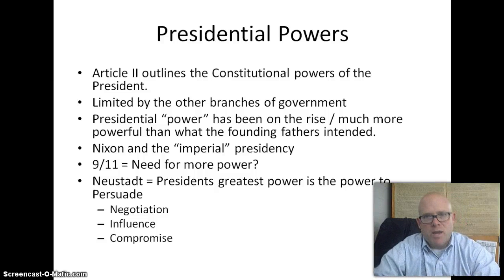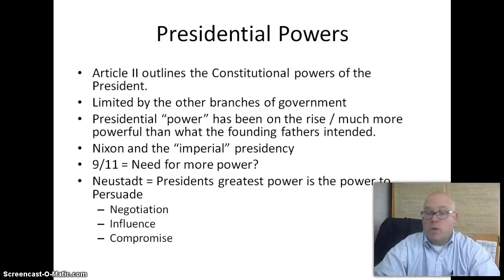Each of these branches is limited by the other two branches, again going back to the Madisonian system of checks and balances. So none of the powers of Congress, the President, and the Supreme Court are really exclusive. They're all checked by some of the other branches.